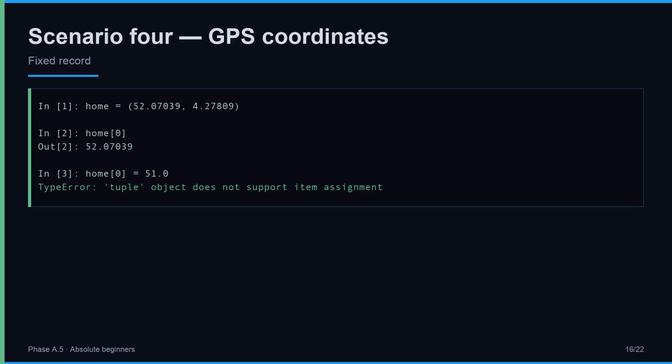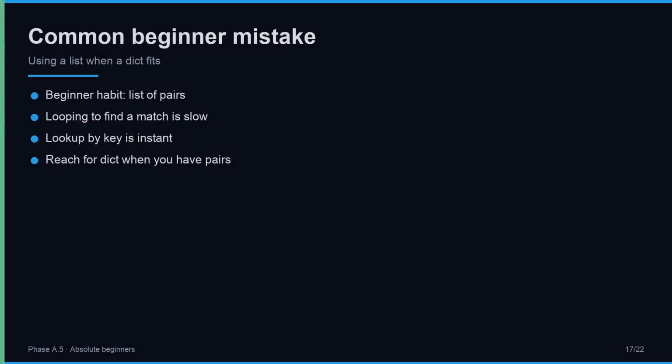Home equals 52.07, 4.27. Reach latitude at index 0. Try to reassign it and Python raises type error. When the data is a fixed record, a tuple says it clearly. Coordinates belong in tuples. Here is a common beginner mistake.